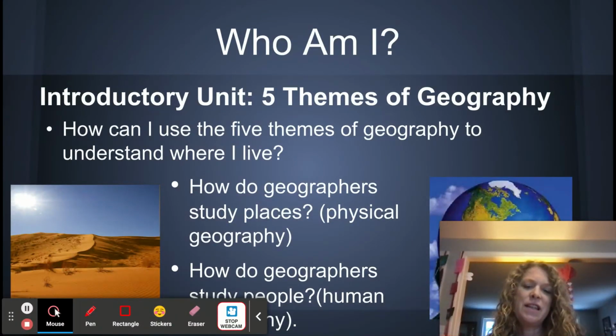Our first unit is an introductory unit. We are looking at this concept, who am I, which is a very appropriate concept for an adolescent learner. We begin with looking at the 5 themes of geography of our own region. We are also in this unit looking at the tools of a geographer and the craft of a geographer, which goes far beyond looking at maps. It's really about how people interact with the world.